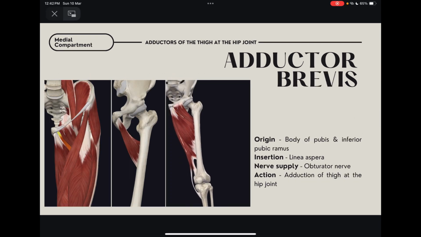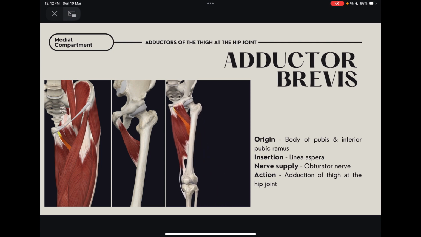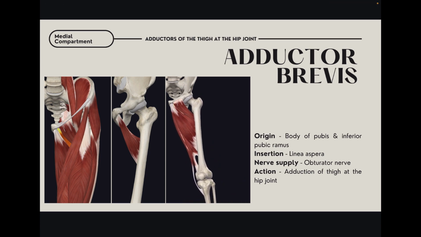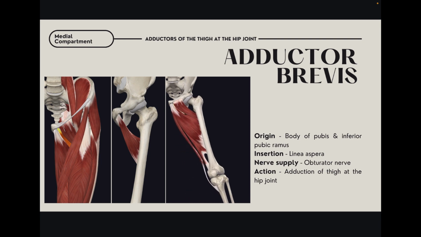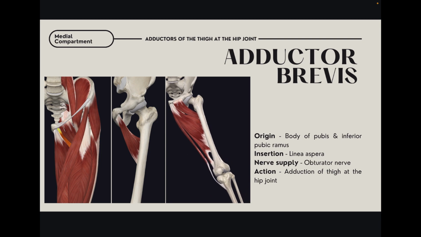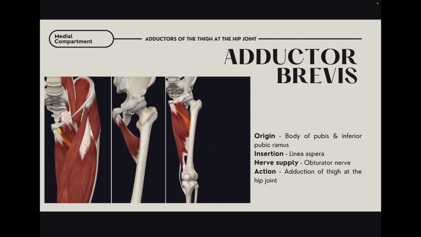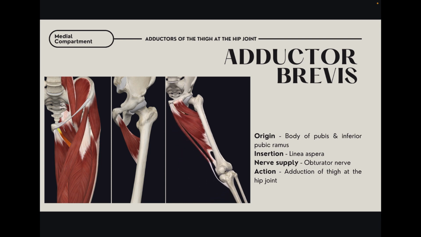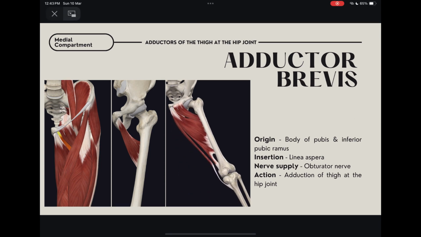Adductor brevis is coming from the body of the pubis and the inferior pubic ramus, and it will attach to the linea aspera, supplied by the obturator nerve and causes adduction of the thigh. So far we have gracilis, adductor longus, and adductor brevis. Most of them are inserting into the linea aspera and causing adduction, but gracilis can flex the knee, and adductor longus, as we said, can do medial rotation of the hip joint.